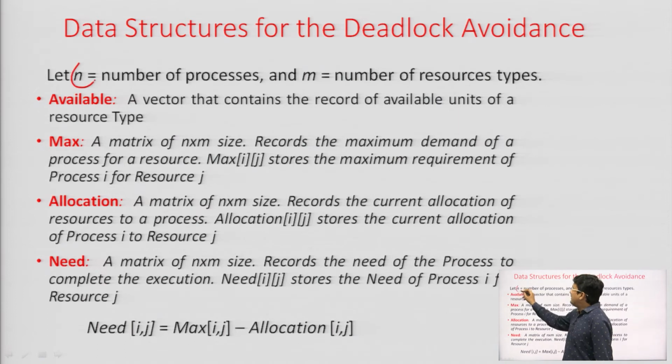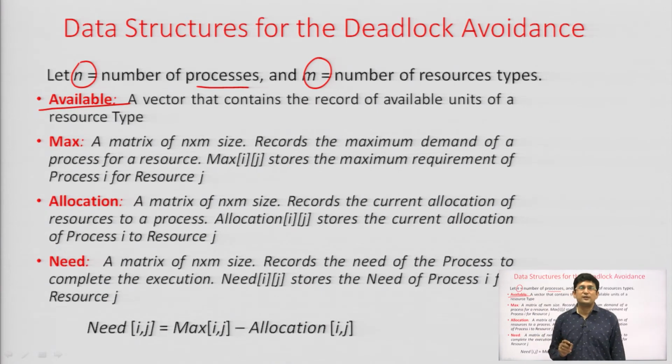Let us say there are n number of processes and m number of resources. So, available says how many units of one resource are available, how many units of the second resource are available, and how many units of the third resource are available. So, this is represented with the help of a vector.